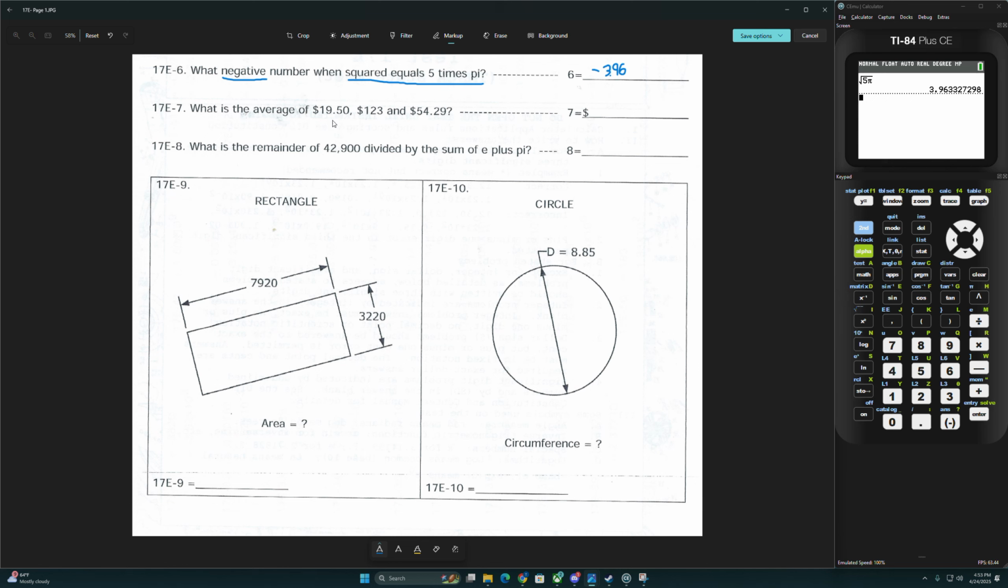Okay, what is the average of $19.50, plus 123, plus 54.29? And then you add them all up and you divide by 3, and that's your average. 65.60.